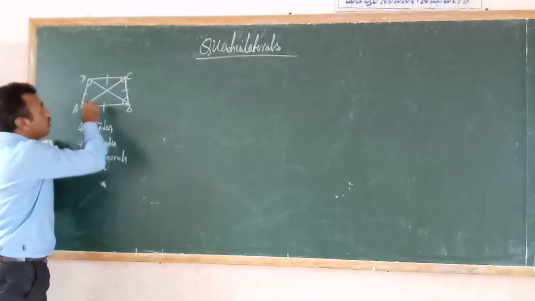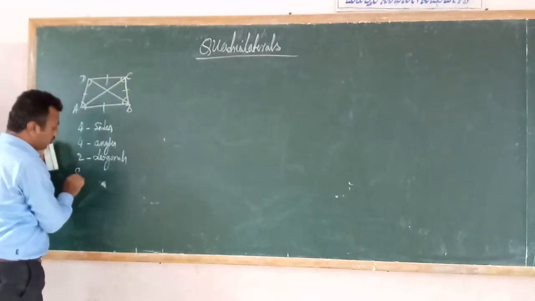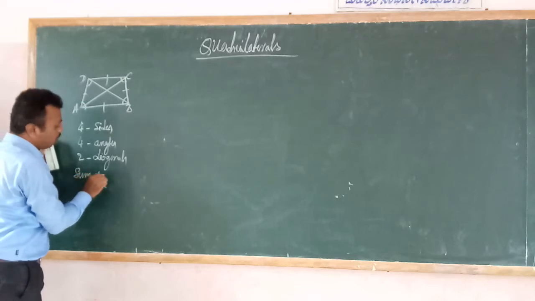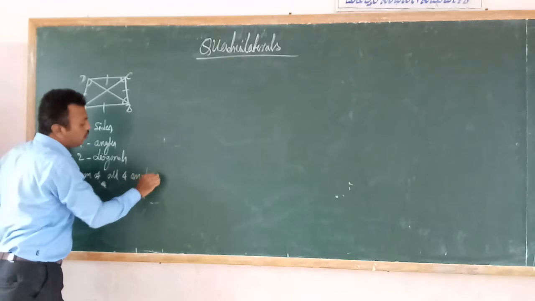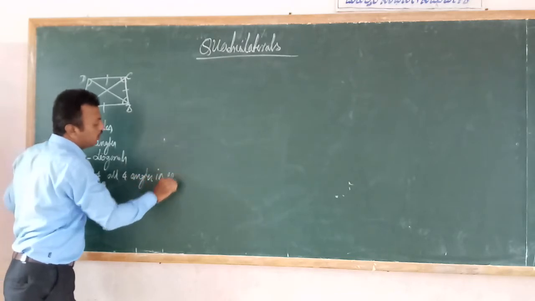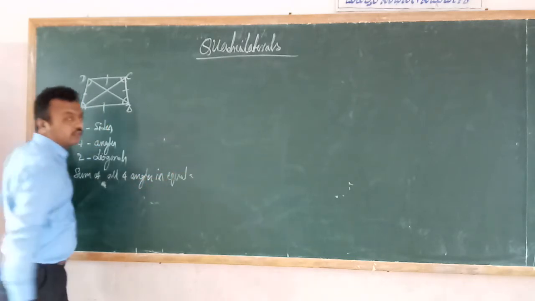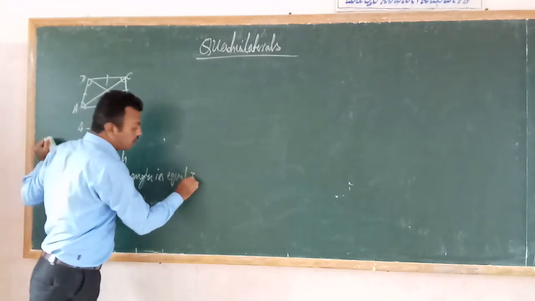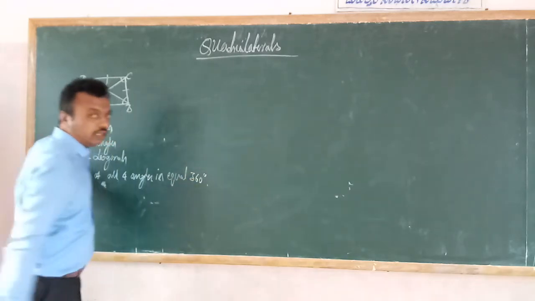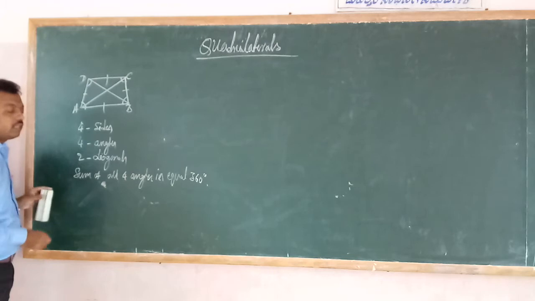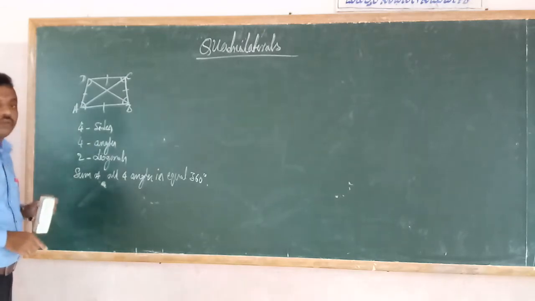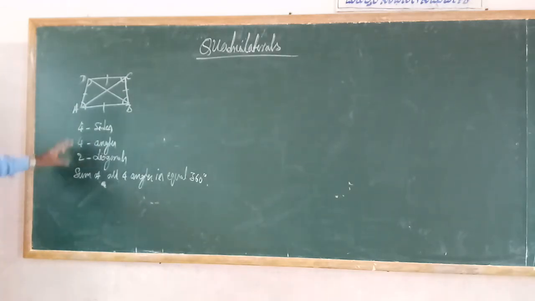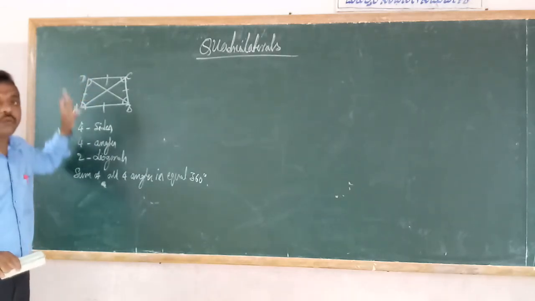And the sum of all four angles is equal to how many degrees? In a triangle, 180 degrees. So in a quadrilateral, we know how much? 360 degrees. Correct? See, it has four sides, four angles, two diagonals, and the sum of the four angles is equal to 360 degrees. These are the basic properties of a quadrilateral.